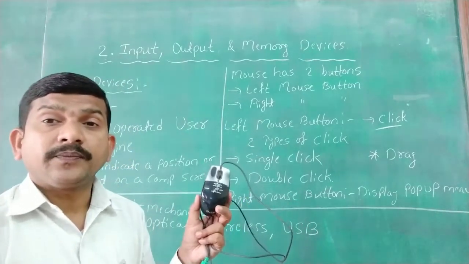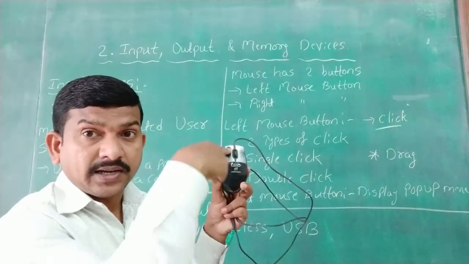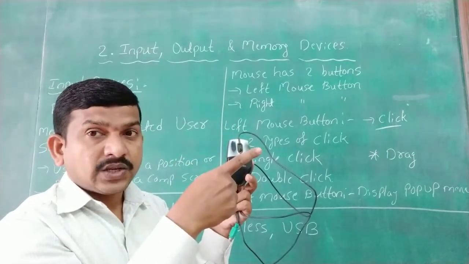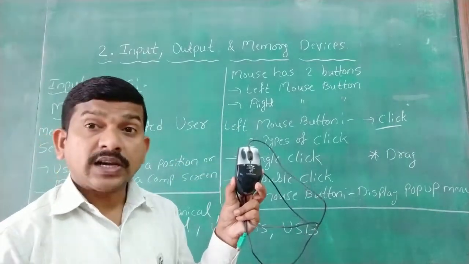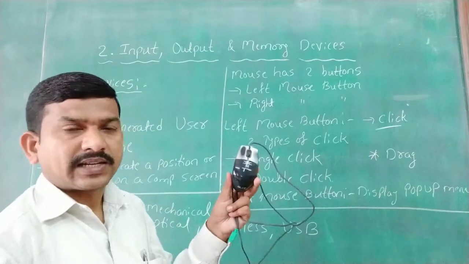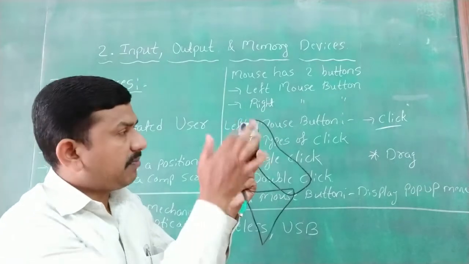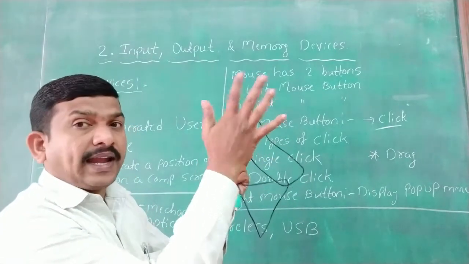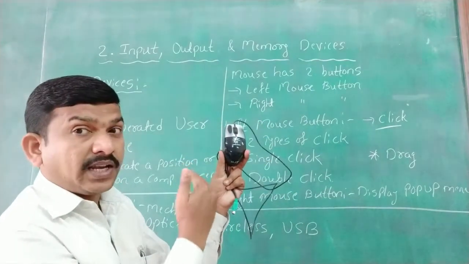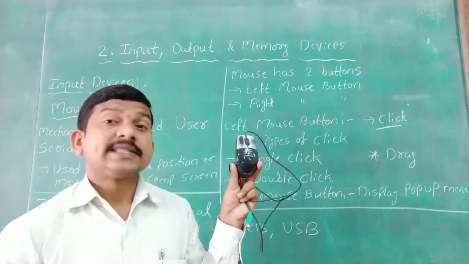What do you mean by click here? Click is nothing but pressing the left mouse button and releasing it. Press and release, we call it a click or single click. If you press one time, it is a click. So what happens internally? Press and release the left mouse button once. Press once and release, we call it a click or single click.